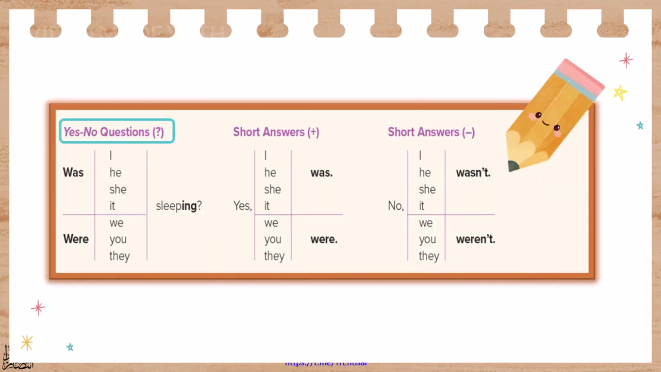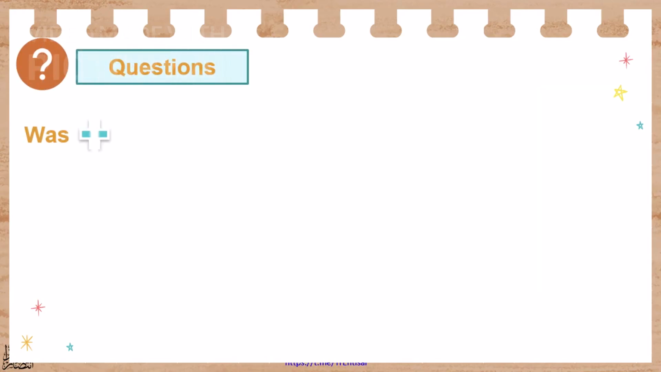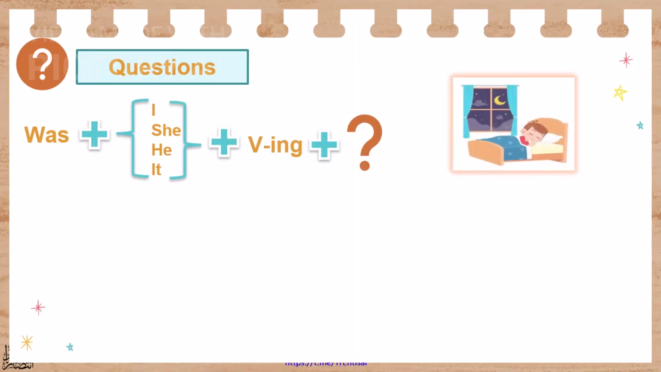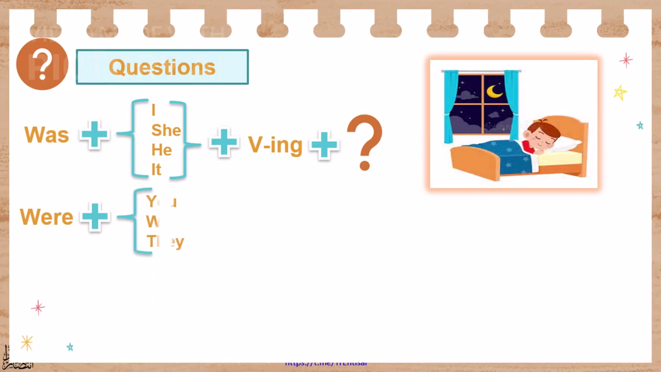Yes, no questions in the past progressive tense are formed using was or were, followed by the verb ending in ing. Let's explore how to ask and answer these questions. To construct questions in the past progressive, use was or were with the verb ending in ing. We'll look at examples to understand this structure.